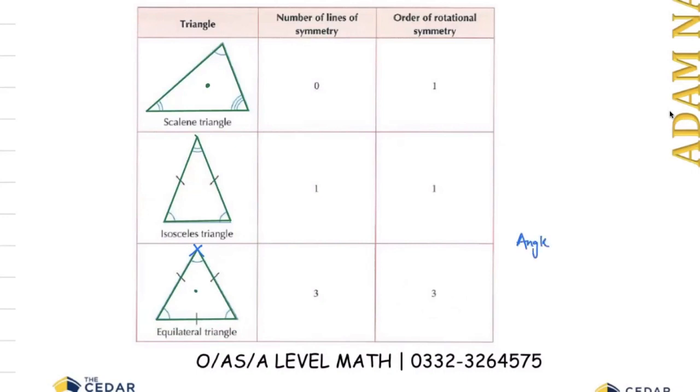The angle of rotation is going to be 360 divided by the order of rotational symmetry, that is 3. So that is 120 degree. After every 120 degree, if you rotate this point 120 degree, this point is going to come over here. If this point is rotated a further 120 degree, it's going to come over here. And if it is rotated 120 degree again, it's going to come back to its original position. Clear?